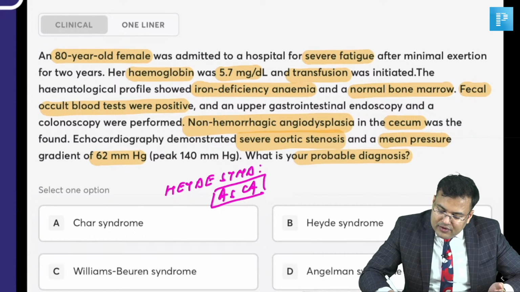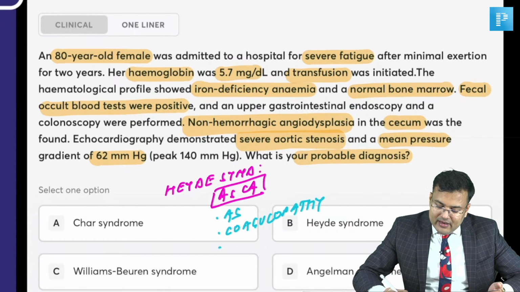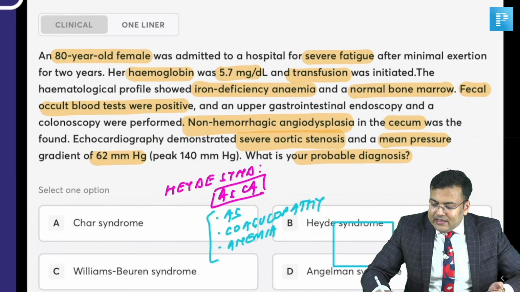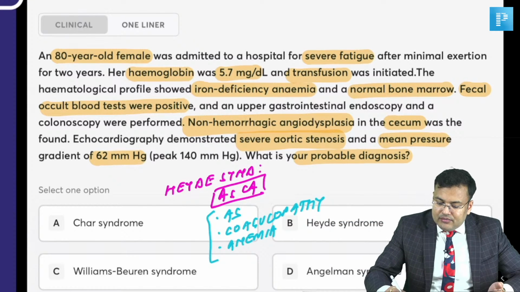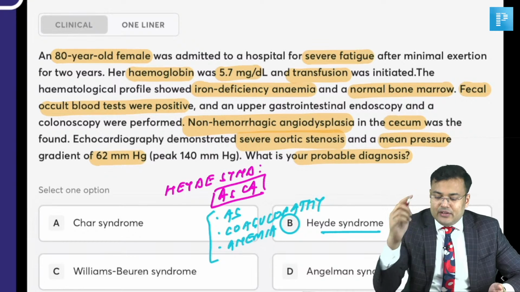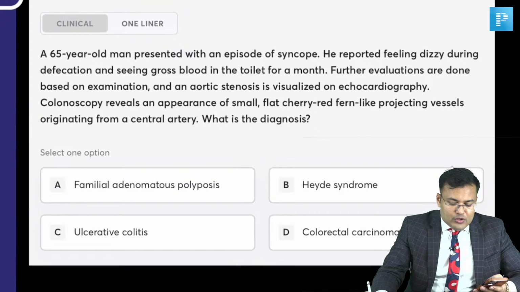So what is the full form? AS, that is aortic stenosis. C, the patient is having acquired coagulopathy. Normal bone marrow, so there is acquired coagulopathy. A, angiodysplasia, so there is anemia because of angiodysplasia. So what is the correct answer here? Everybody is correct. This is Heyde syndrome. Actually, this question was asked many times in All India. Heyde syndrome.